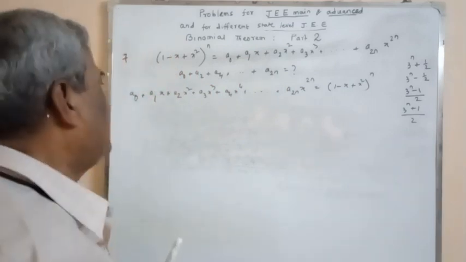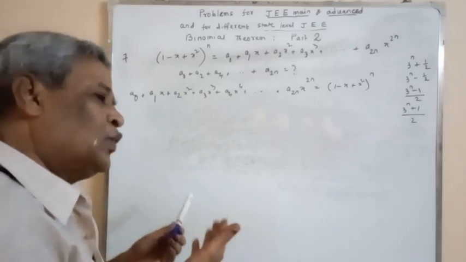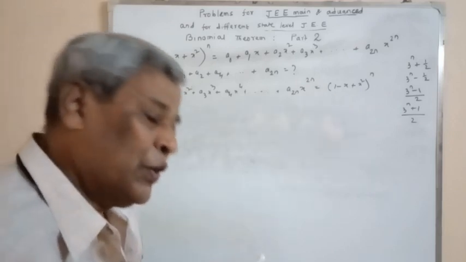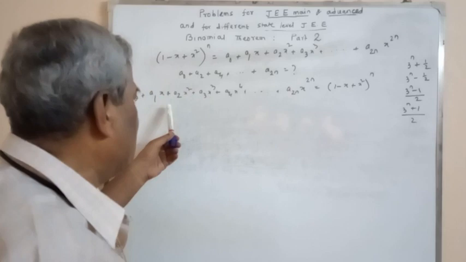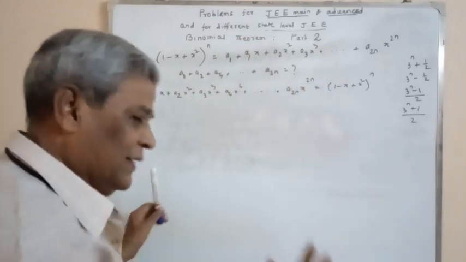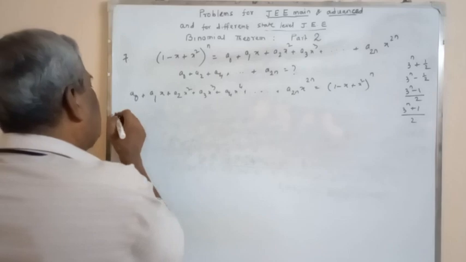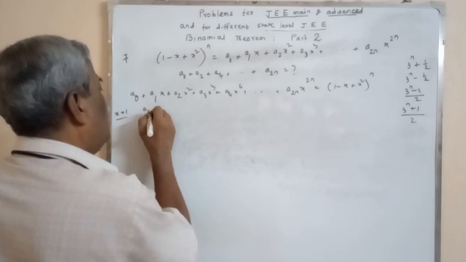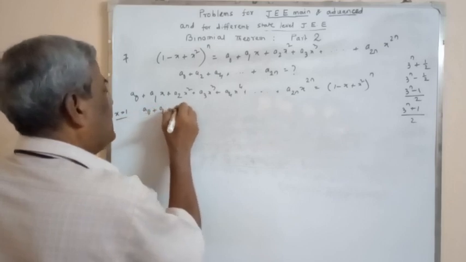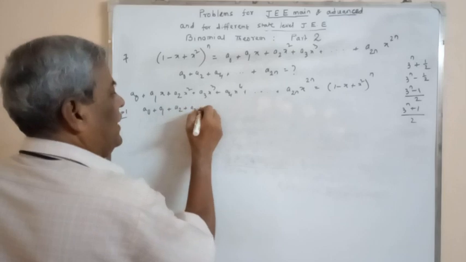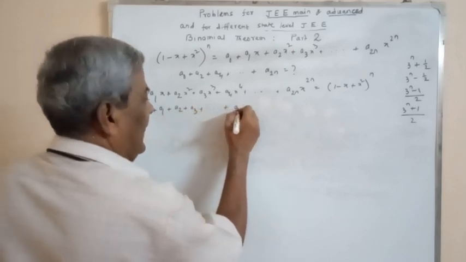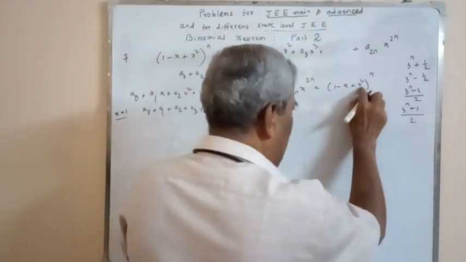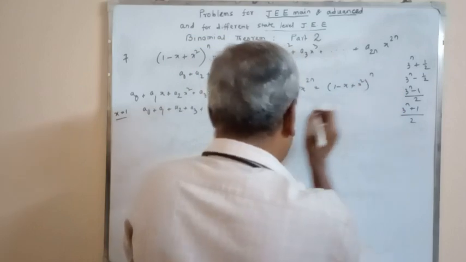Given that it is a formula, when we put x is equal to 1 on both sides, this must be equal to that. When we put a particular value of x on this and the same value in that, the result will be the same. So putting x is equal to 1 on both sides, it is a0 plus a1 plus a2 into 1 plus a3 up to a2n is equal to (1 minus 1 plus 1), that is altogether 1 to the power n, which is 1.